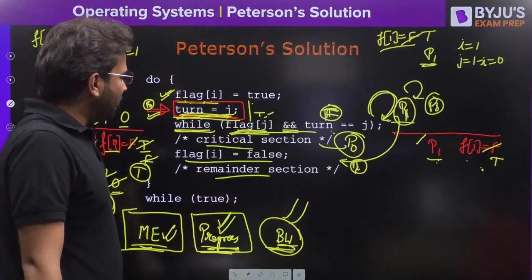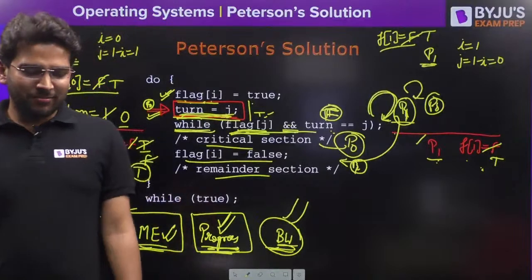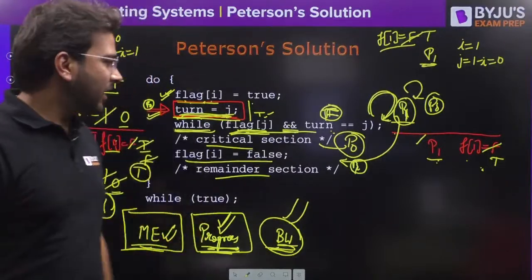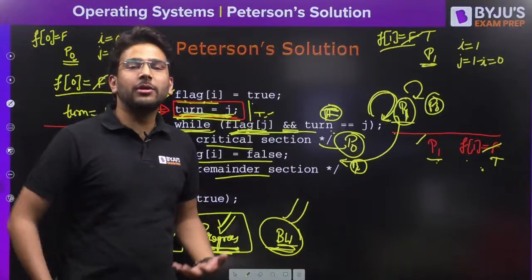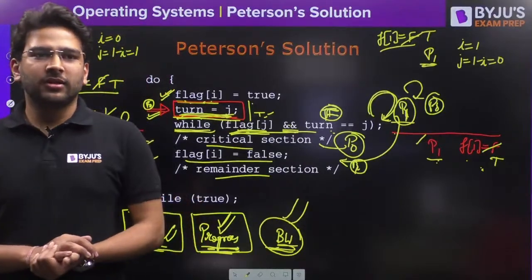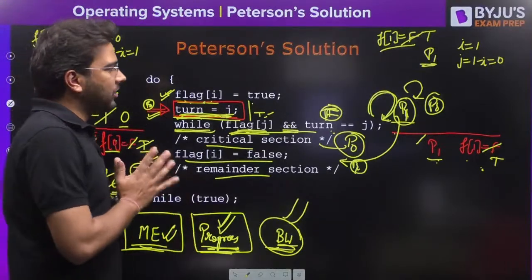Everyone can explain mutual exclusion and progress, but bounded waiting is the main thing that, I would say, most of the people get confused about and are not able to give the proper explanation. Is it clear now? If you have any doubt here, please ask.